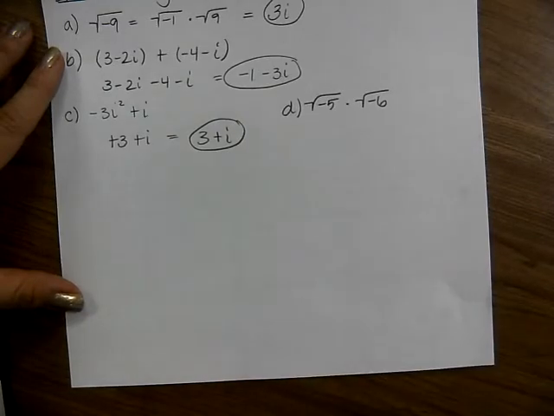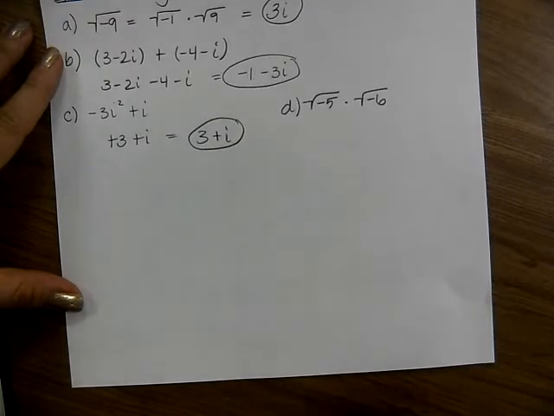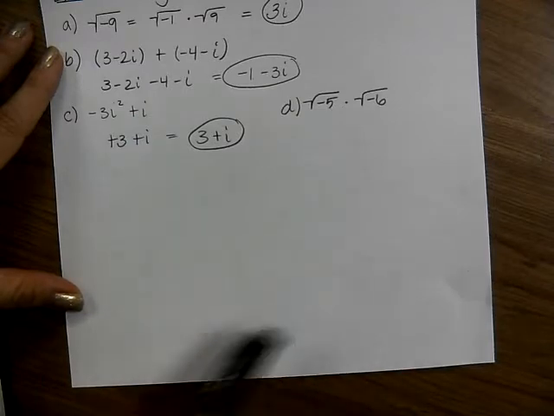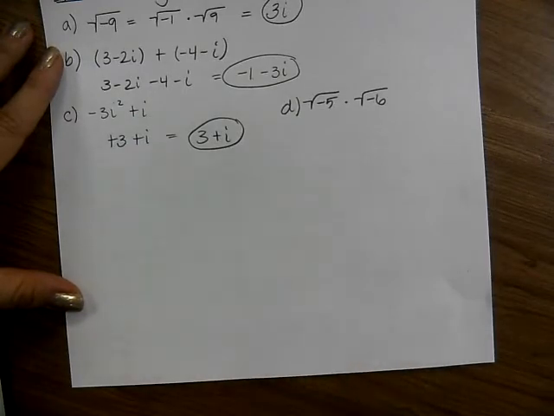How many people say the square root of 30? Thank you for being honest. I know you're out there. I know there's a lot more of you out there. So easy, just multiply them together. Why not? That's what we do with the square root of 2 times the square root of 3. We get the square root of 8. Why can't you do that here?